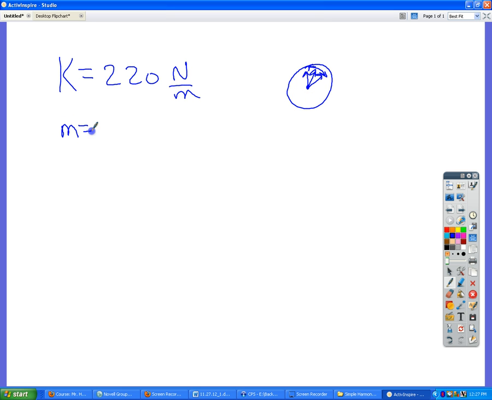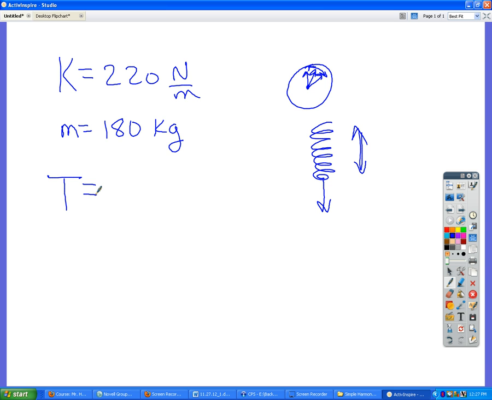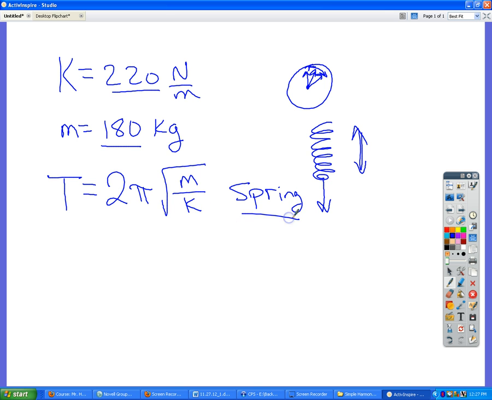Her mass is equal to 180 kilograms. For a spring, if you remember, if I have a spring and I pull down on that spring, it will oscillate back and forth until it comes to equilibrium. They want to know what is the period of vibration, T, knowing that the spring constant is 220 and the mass is 180. So here the period of vibration is equal to 2 times pi times the square root of m over k. And this is the period of a spring, which is pretty easy to do.